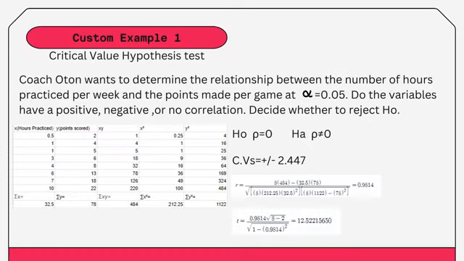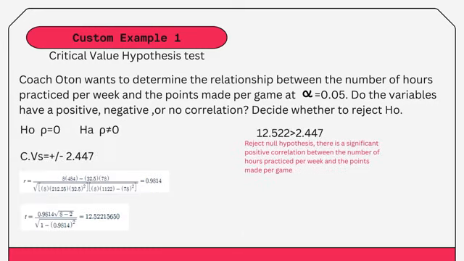Now we're going to do a practice question. Coach Oton wants to determine the relationship between the number of hours practiced per week and the points made per game at alpha equals 0.05. Critical values plus or minus 2.447. Test score is 12.55. We reject the null hypothesis.